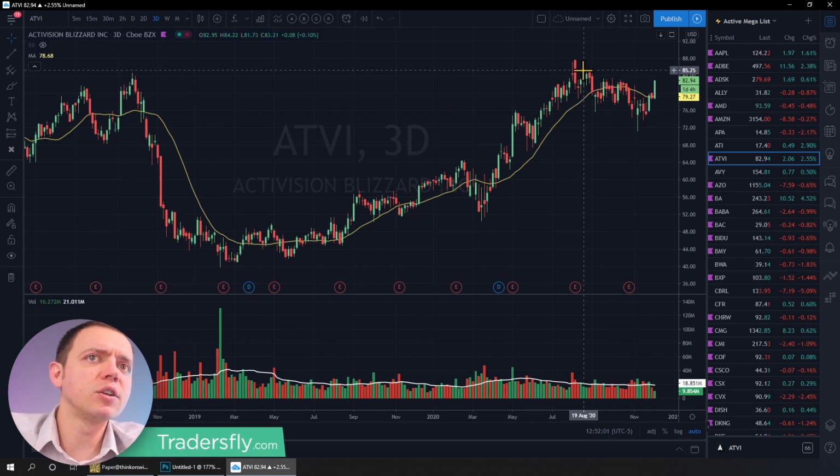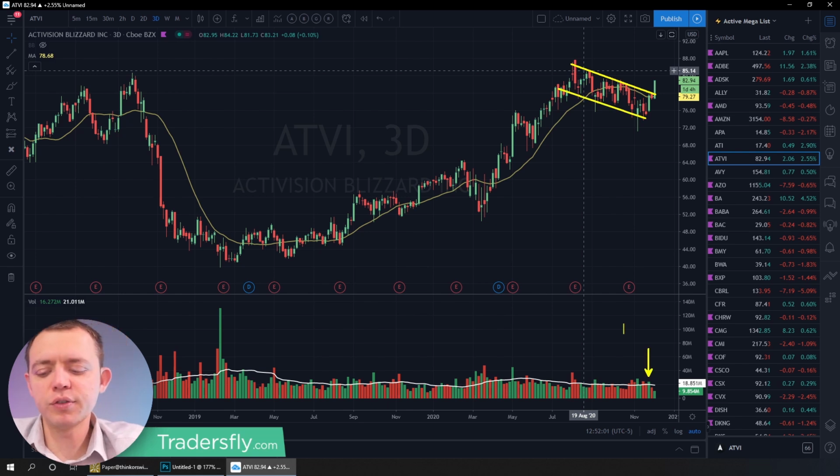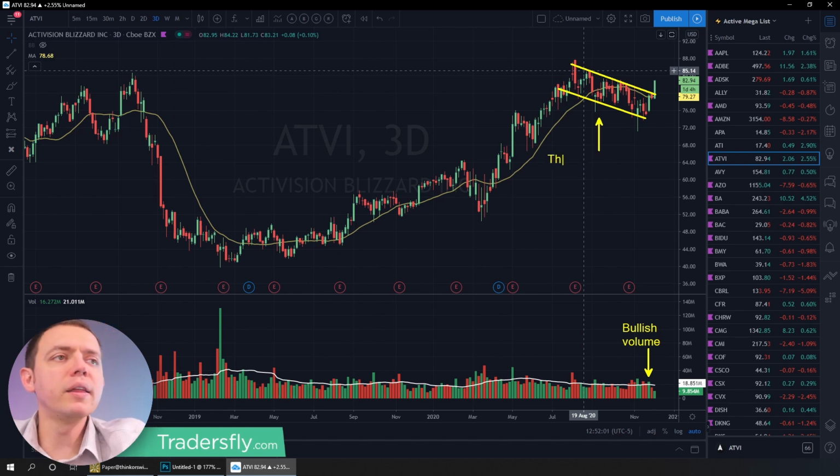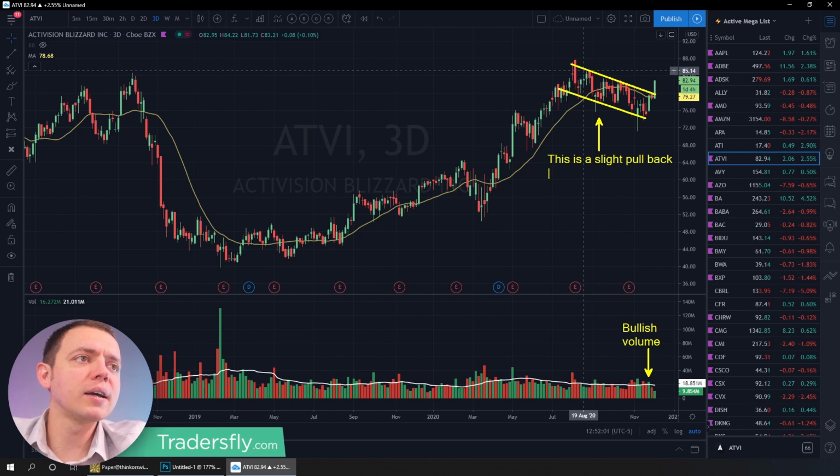As I take a look at this here, this is that resistance area. But notice right here, this little handle, a slight pullback, and the bullish volume right there starting to pick up. This is a slight pullback of a larger trend, and now it's being broken again to the upside.